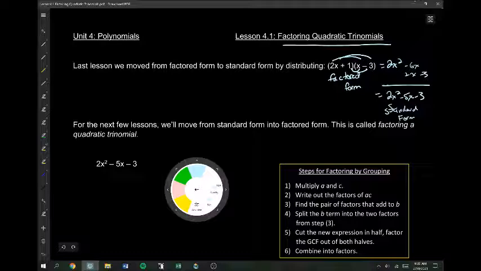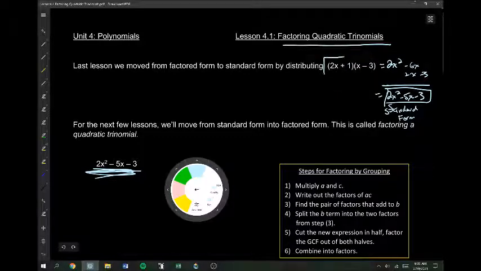Well, we want to go backwards. We want to take this and factor it. So I have it written down here. I'm going to factor this expression here. It's currently in standard form. I want to put it in factored form. Now I actually know how this should look. When I'm done, it's going to look like this. But the process of getting there is what we're going to spend our time on today, and probably the next couple lessons also.